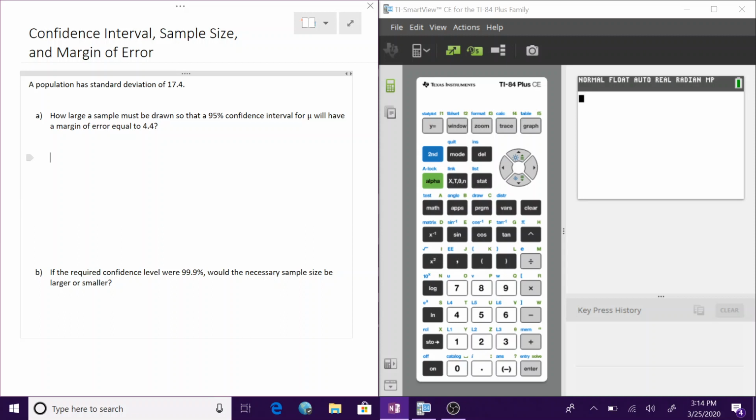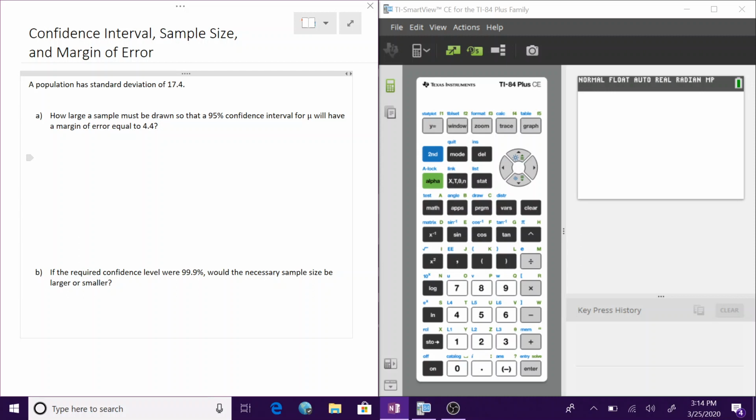All right, in this video, we're going to be focusing on our confidence interval, our sample size, and our margin of error. So we really want to look at the relationship between all of these values. So I have an example for you.